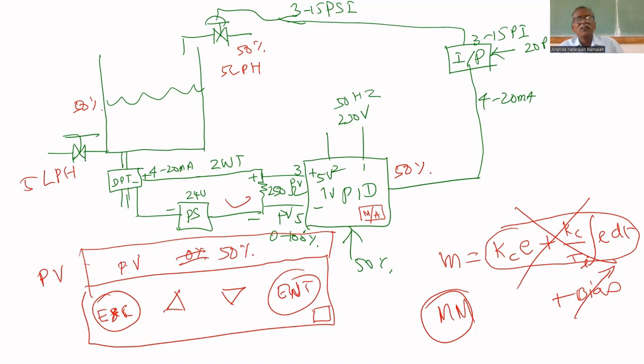Am I correct? The process variable will be displayed in red. It varies from controller to controller, manufacturer to manufacturer. In our controller, it will be red. That's all.